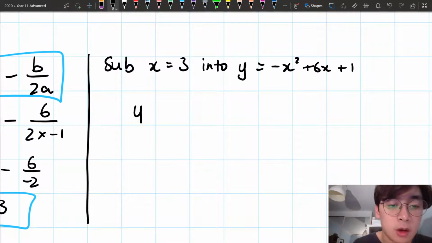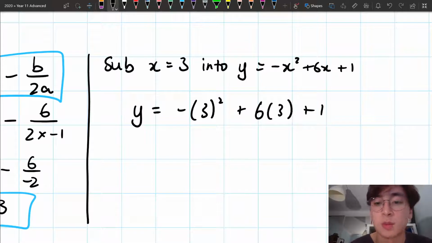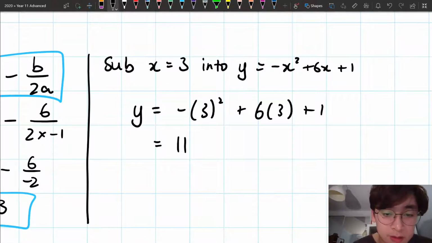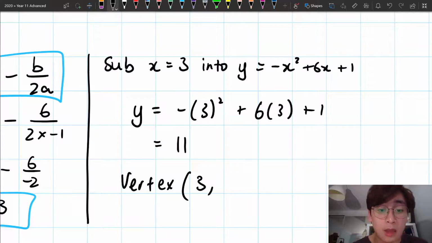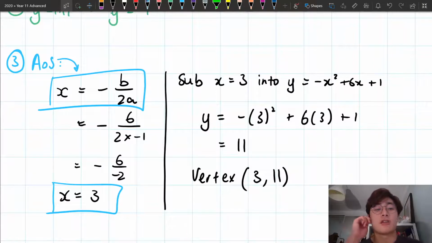So here I'm going to have y is equal to negative 3 squared plus 6 times 3 plus 1. So I have negative 9 plus 18 plus 1. I think this ends up giving us 11. So our vertex is going to be, the x coordinate is just the axis of symmetry, so 3, and the y coordinate is this 11 that we found. So the third step is your axis of symmetry. We sub our a and b values into the axis of symmetry equation, and then you sub the value that you get from that back into your equation for the quadratic function.